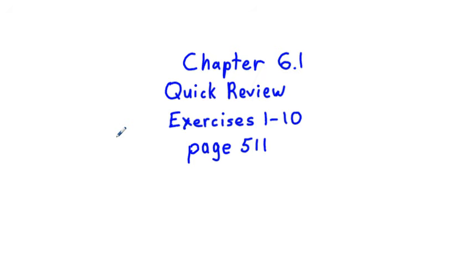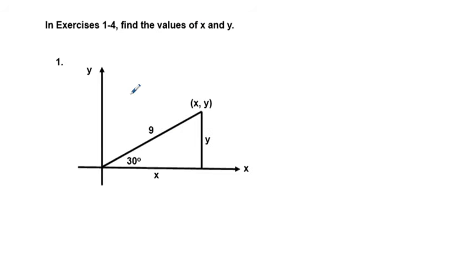6.1 quick review, exercises 1 through 10. Section 6.1 in our book has to do with vectors, and so this quick review is a preliminary to working with vectors. And so we're going to go over the odd number problems 1, 3, 5, 7, 9.